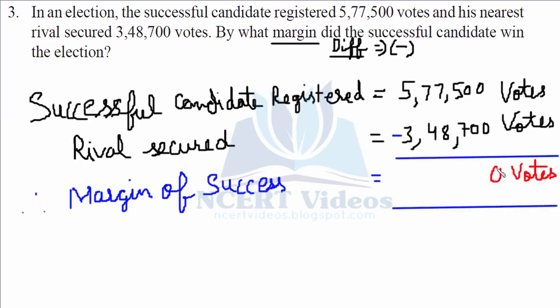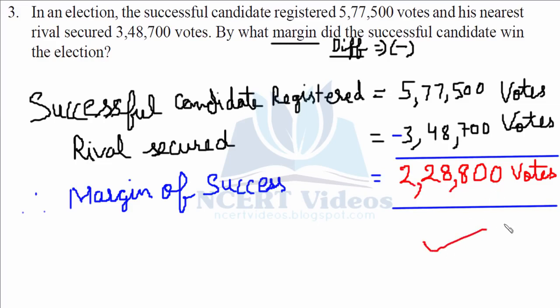So margin of success would be 15 minus 7 would give you nothing but 8. So here carry was taken, so it becomes 8. And here again simple. 6 minus 4, 2, and it is 2. So it gives 2,28,800 votes margin.